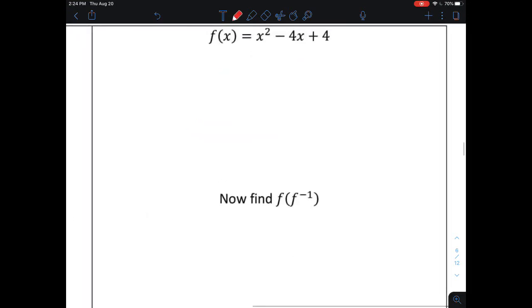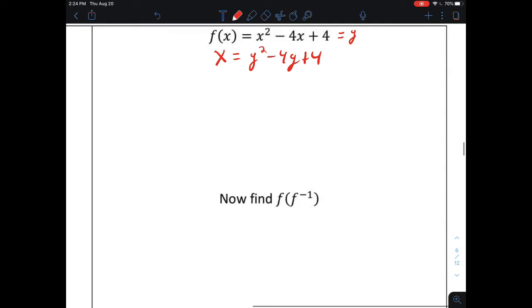Now let's go to the second problem here. So I want to find the inverse again. So I'm going to set it equal to y and start trying to rewrite this, do my variable swap. So x equals y squared minus 4y plus 4. And trying to get it to be y equals from this point is going to be rather difficult because I have a quadratic expression in terms of y. So I have to think a little bit outside of the box about how to proceed here.